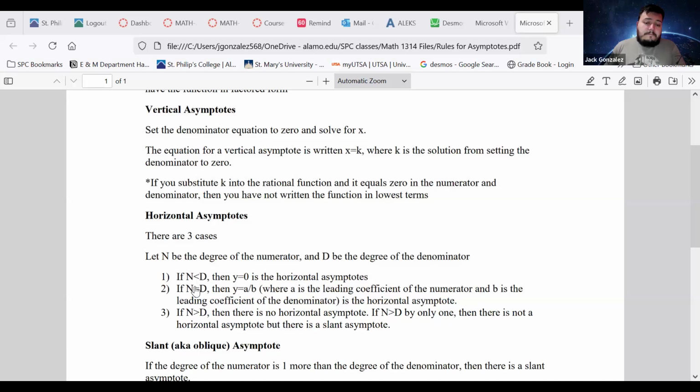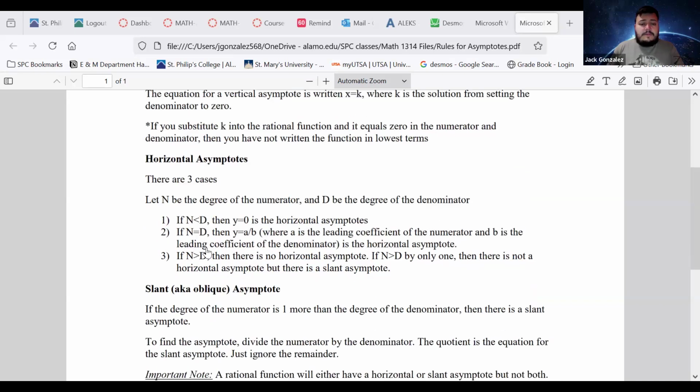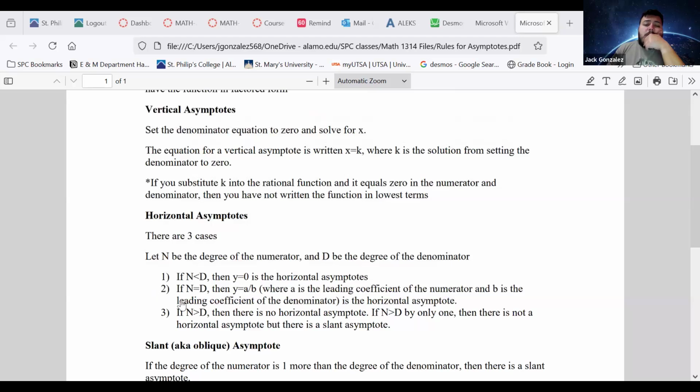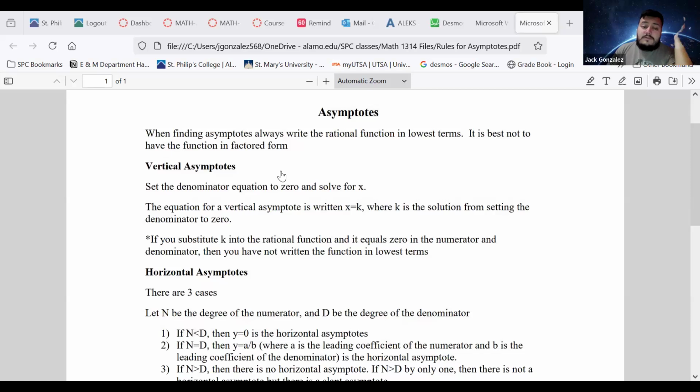If the degrees are equal, though, you have to divide the leading coefficients, and whatever number that is is going to be the answer. If the numerator is bigger, then it's going to be a harder question. It's going to have an oblique asymptote. I don't know if it's going to come up in this homework or not. All the notes here cover every possible scenario. We're mostly going to see 1 and 2, and vertical is pretty straightforward, right? So please have those notes up because I don't want to force you to write all that.